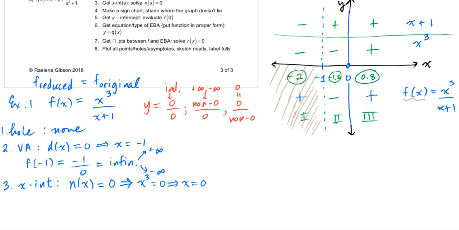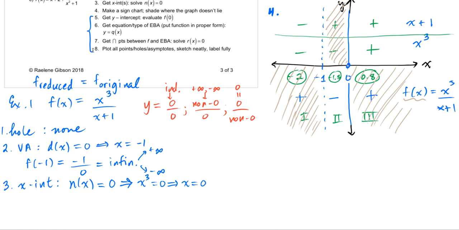In the middle region, when x is between -1 and 0, the y coordinates by the sign chart are negative, and as a result, the graph is going to lie below the x-axis and therefore not lie above the x-axis. In the third and final region, the y coordinates are positive, so the graph of f of x lies above the x-axis and not below the x-axis. Right away, I have eliminated 50% of the real estate of this plane, and I know where the graph should be drawn. So we've done step 4, and we're going to continue with the remaining 4 steps.